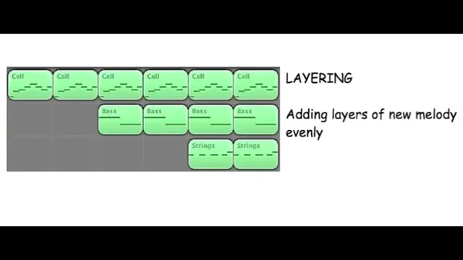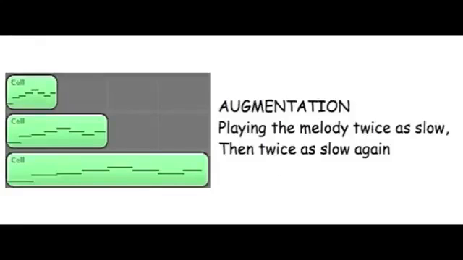Layering is just a posh way of saying add in layers of new melody, evenly. Augmentation means playing the melody twice as slow and then twice as slow again, like this.